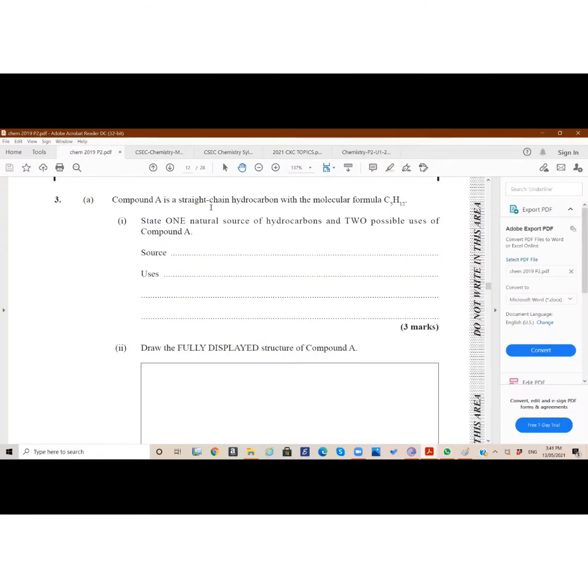A is a straight chain hydrocarbon with the molecular formula C5H12. State one natural source of hydrocarbons and two possible uses of compound A. What do you guys think?